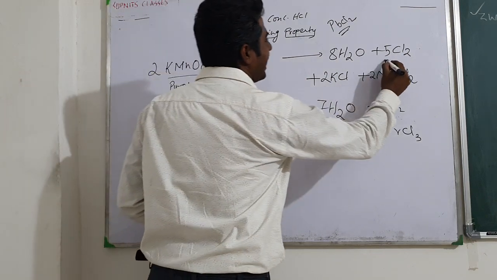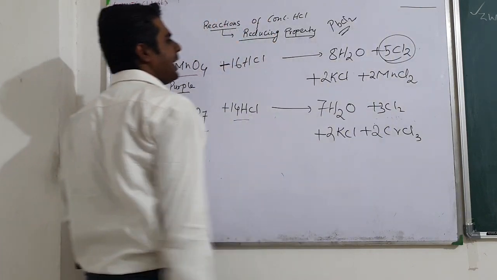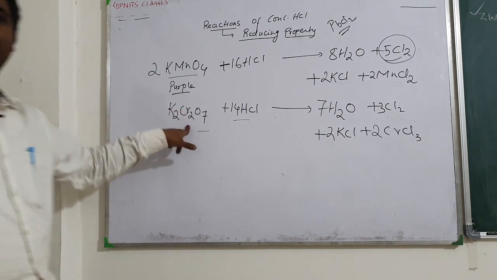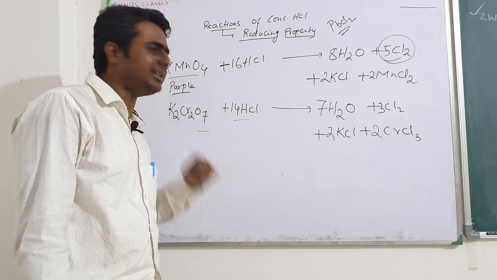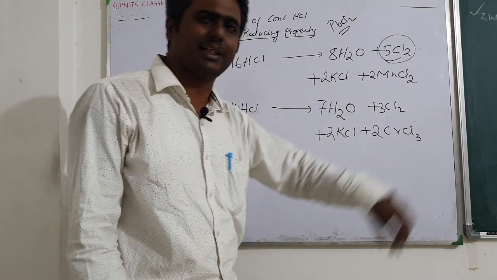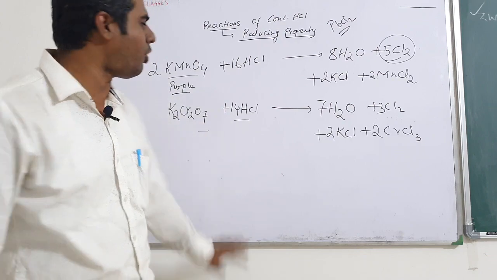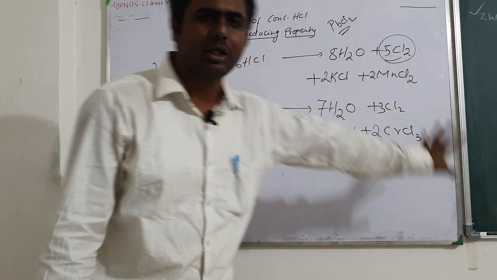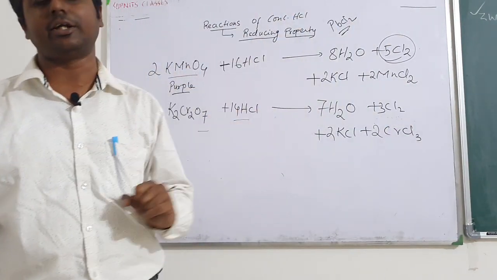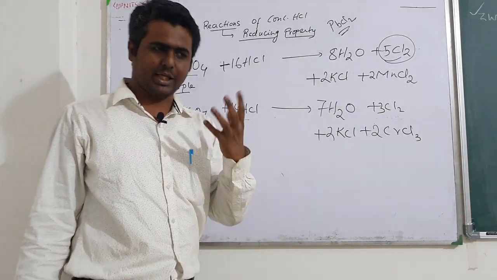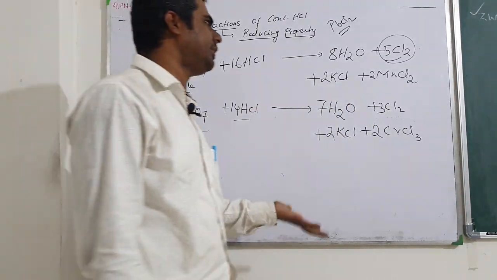Okay, and another observation is greenish yellow color gas is evolved. Now next, what is the color of K2Cr2O7? Orange. And what is the color of CrCl3? KCl is white, colorless. What is the color of CrCl3? Green. So orange color solution will turn to green, and greenish yellow color gas will get evolved. A gas that is greenish yellow in color will get evolved.